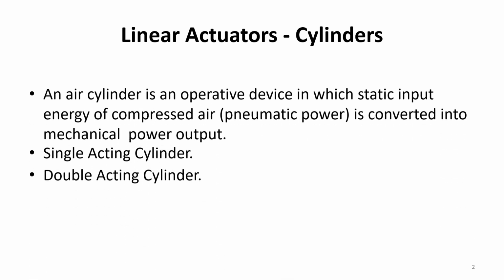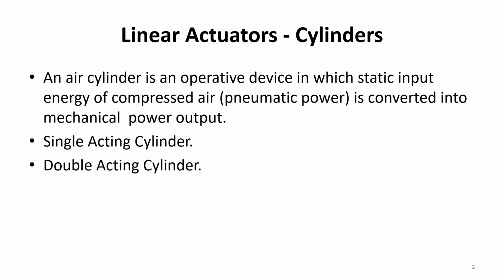So an air cylinder or a linear actuator is nothing but an operative device which uses the energy that is stored in compressed air, which is also called pneumatic power, to convert it into a mechanical actuation or mechanical output power. There are different types of cylinders in use depending on the application, and the most commonly used are single acting cylinders and double acting cylinders, despite other special cylinders in use based on their applications.